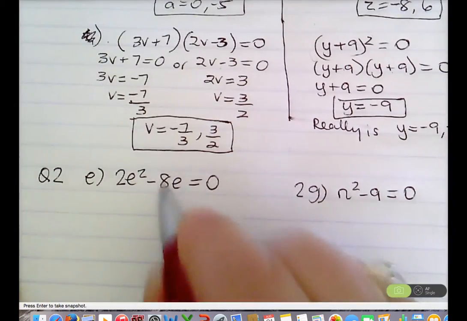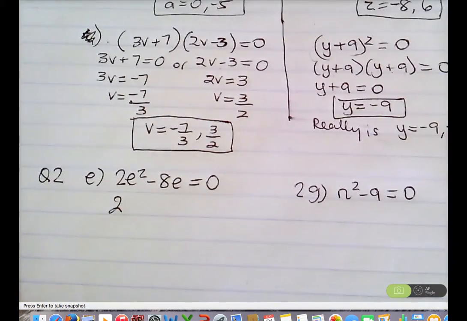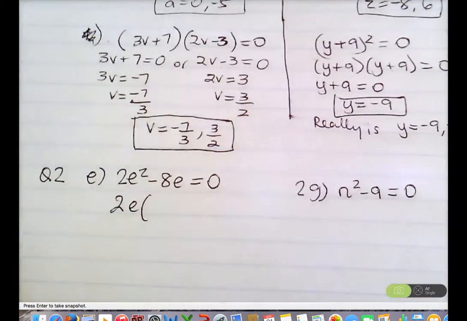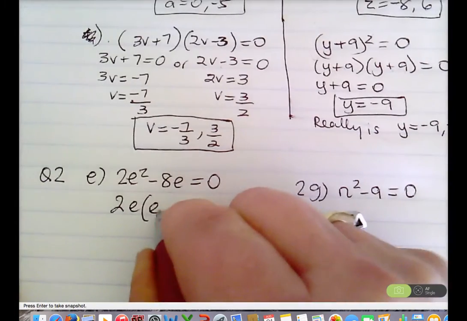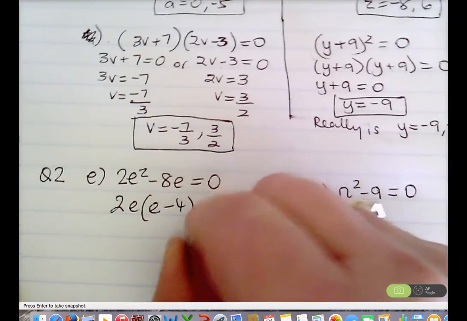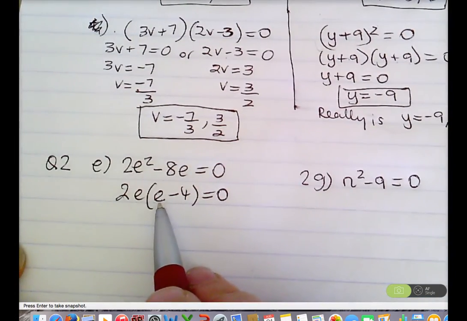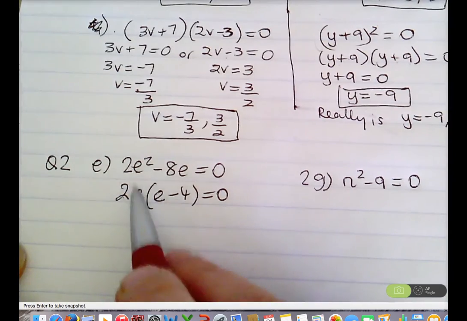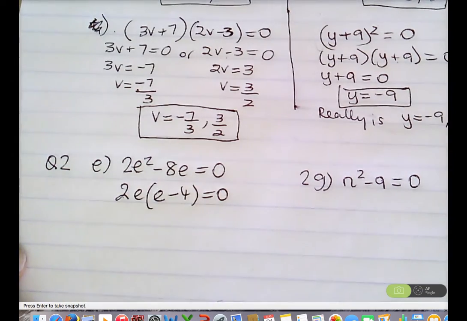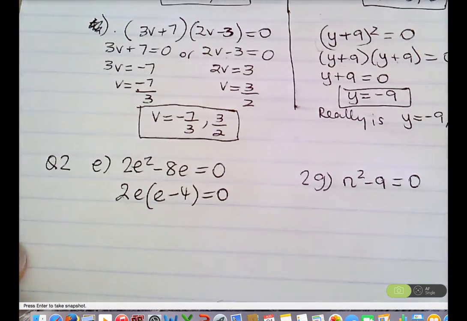Anything in common between 2 and 8? Anything in common between e squared and e? 2e, what's left over? E, no plus, a minus 4. Let's just check our factorization. 2e times e is 2e squared. 2e times negative 4 is minus 8e.